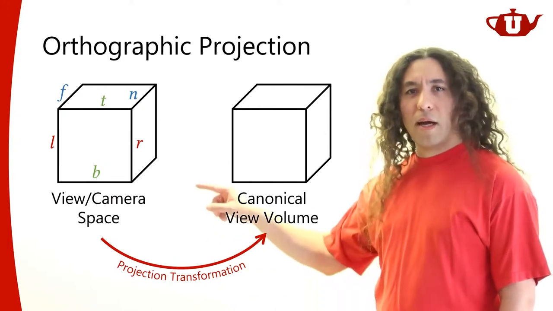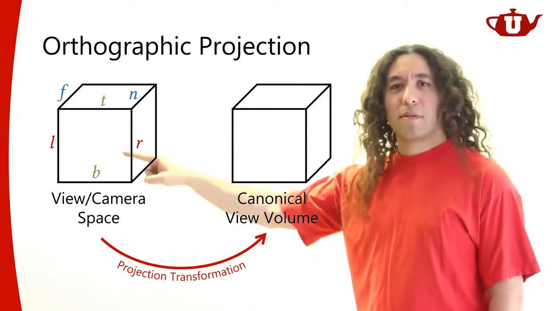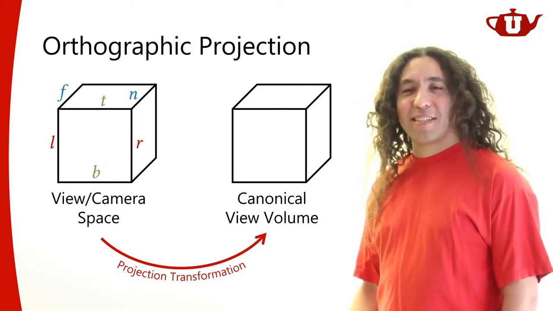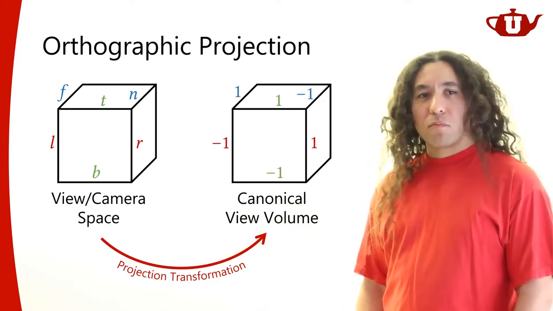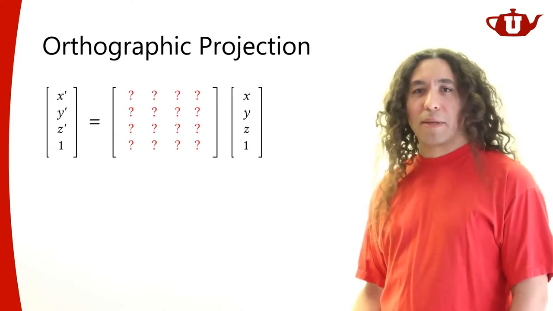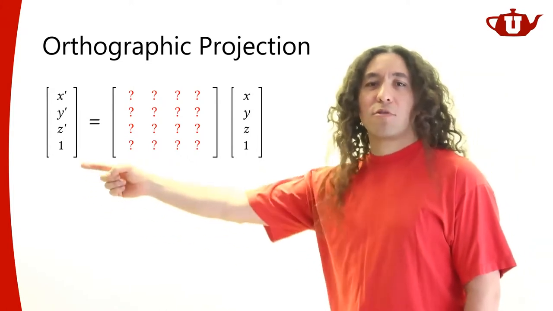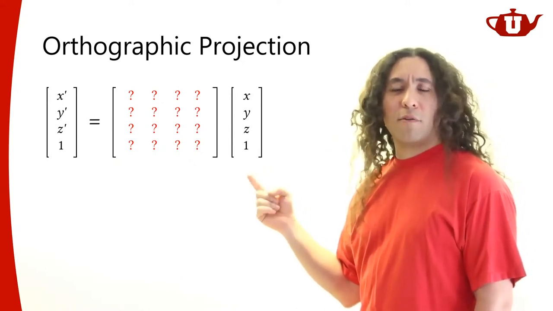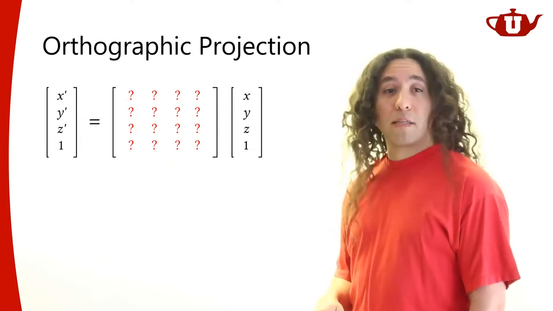Wow. All right, I think I messed up this label. This label is supposed to be over here. Yeah, left and right. All right, so in the canonical view volume, I'm going to convert these to minus one and one. So I just need some transformation matrix that will do this for me, right? So let's say that it's going to be something like this. I have my X, Y, and Z values, and I'm going to get the transformed X, Y, and Z values in the canonical view volume. So this is my camera space X, Y, and Z values for any vector, and this is going to be my canonical view volume space X, Y, and Z values.